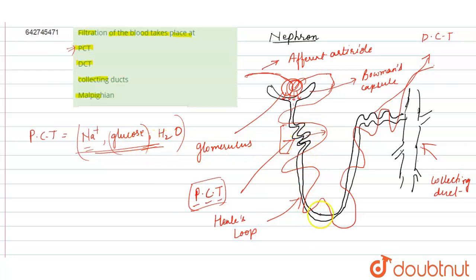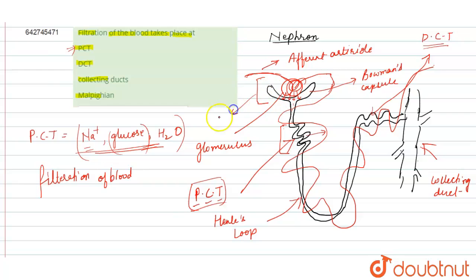Okay. Then comes the loop of Henle, where again some sort of reabsorption will take place. In the DCT, which is here, there is absorption of more ions and water, and some amount of secretion also takes place. Okay, but the major function of the filtration of blood, if you can see here, occurs in this area. Okay, this is the area where the actual filtration of blood is taking place.